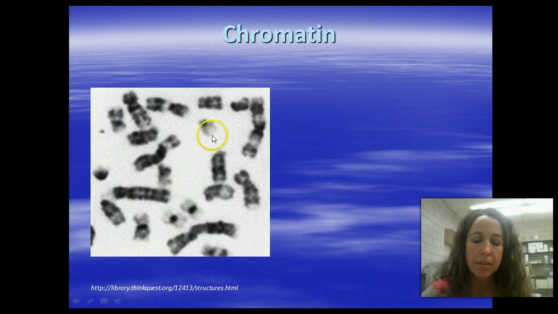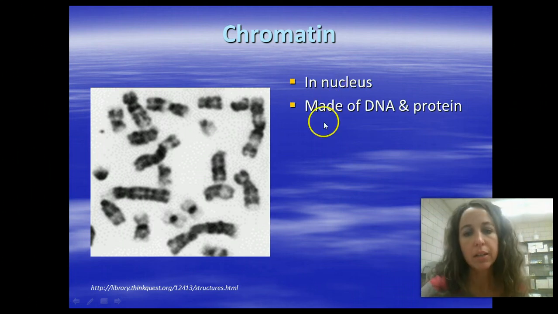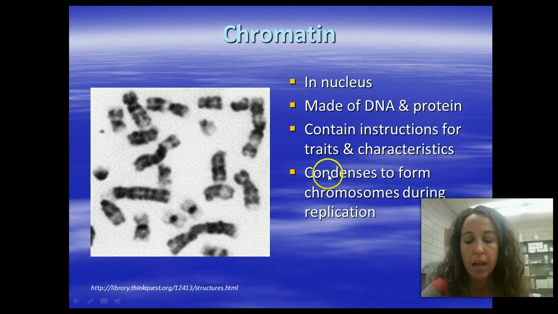Chromatin, you can see it condensed as chromosomes in this picture here. It's located in the nucleus. It's made of DNA and protein, so that's what you can put for the structure. And the function is that it contains instructions for traits and characteristics. Another thing for structure is that it condenses to form chromosomes during replication. And once it's in chromosomes, it looks like this. But otherwise, it looks kind of like a ball of yarn is how you can describe it. Just threads of yarn.